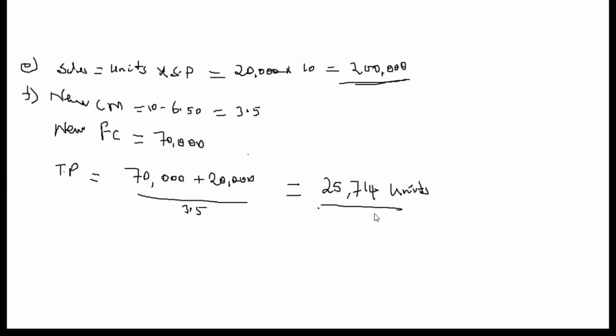So this is what we need to sell to make a target of 20,000 in terms of profit, when our variable costs increase, and our fixed costs have also increased. So we need to make sales of that many units. Any question? Hope that is clear.